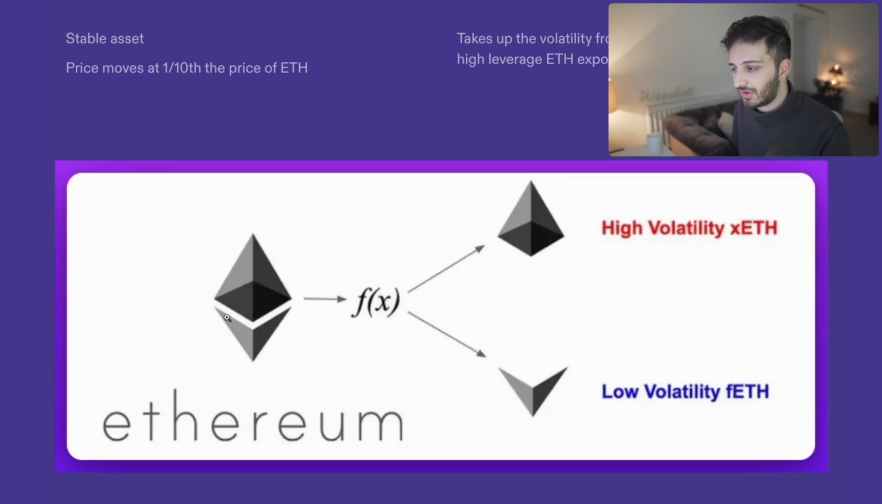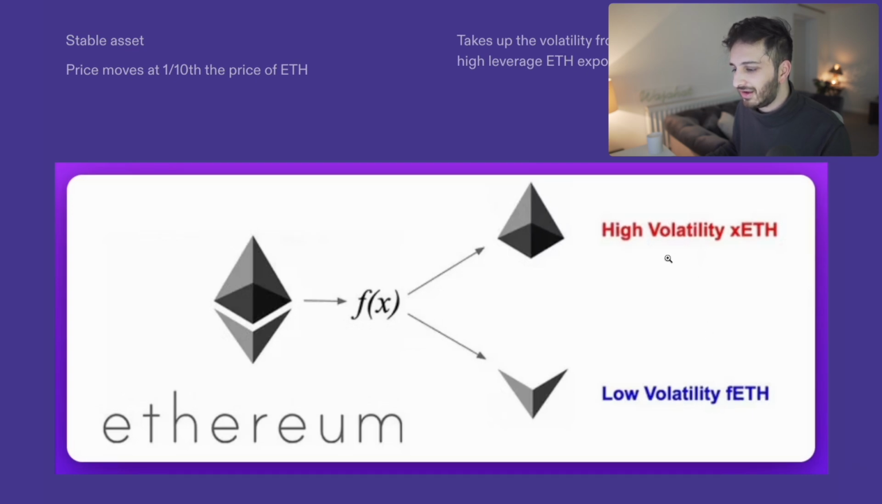So I think this image really helps to give you a visual idea of how this works exactly. So let's take the asset ETH. We've got one ETH. You take it into Protocol FXN and you can split it into this high volatility asset and this low volatility asset. So essentially you're taking one ETH and splitting it into two. Now the high volatility asset is called XETH and the low volatility asset is called FETH. But what are the actual fundamentals behind why you would want to do this?